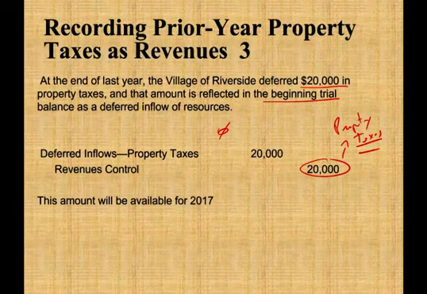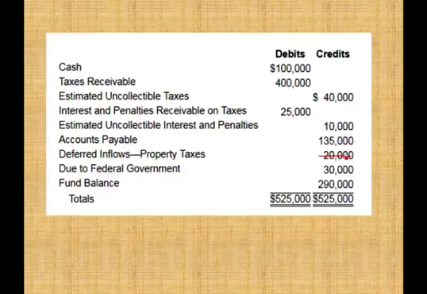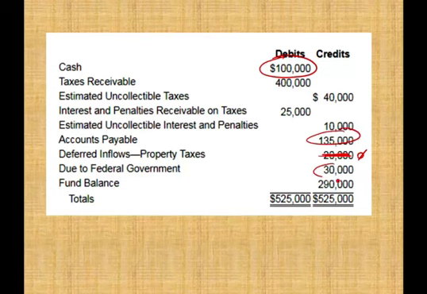The amount will be available. Why did we do this? Because this 20,000 will be available in 2017. So therefore, this balance now is zero, okay? So notice before we proceed, we have 100,000 in cash, and we have liabilities of 135 accounts payable, and due to the federal government 165. So notice if we have $100,000 in cash, we may need some money at the beginning of the year, because we have a lot of liabilities.